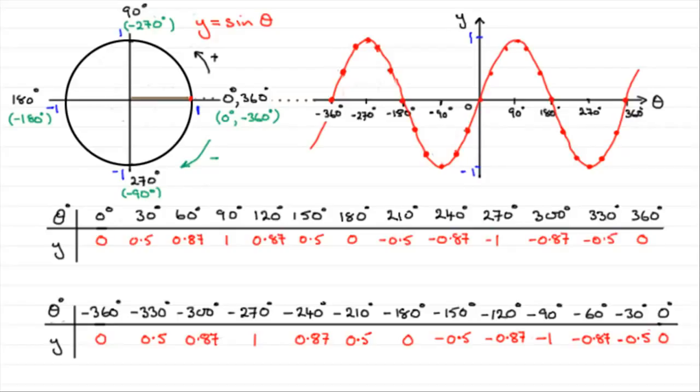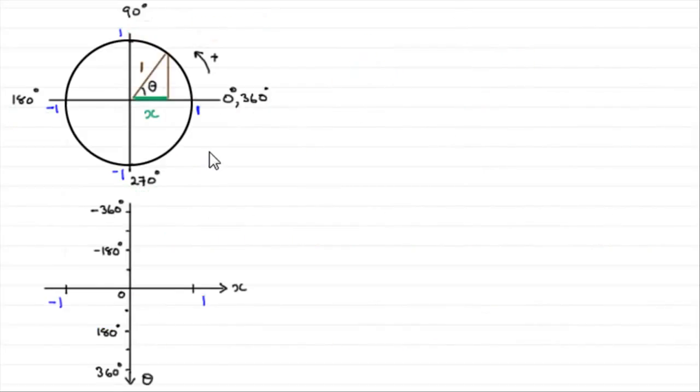Now we need to look at the cosine graph. Now if we look at the unit circle again and take our triangle where the hypotenuse is the radius of 1 unit, and we've got this angle theta in here turning from 0 degrees all the way to 360. Well, I've got this displacement x, and x is equal to cos theta. So just write that in there.